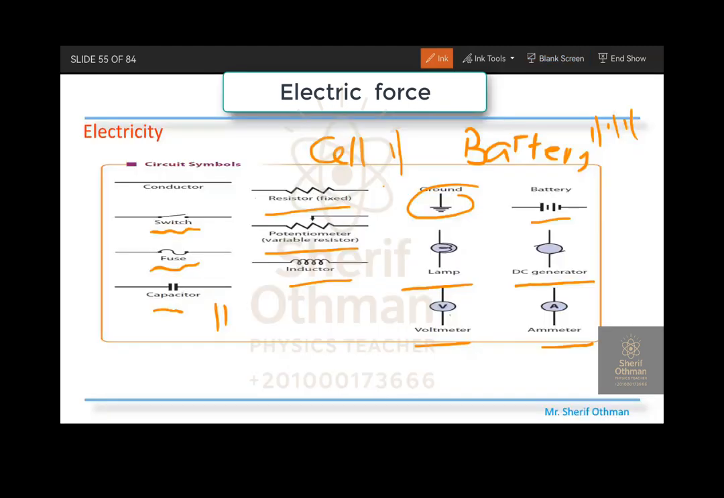What is the difference between voltmeter and ammeter? A voltmeter is a set which is connected in a way to measure the potential difference of a certain component in a circuit. An ammeter is a set which is connected in series to measure the concentration of electric current, which means the current intensity.